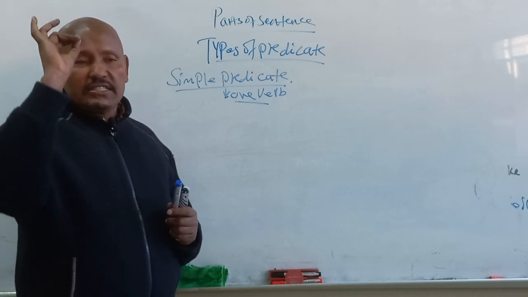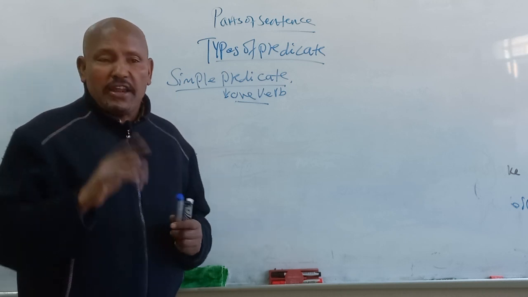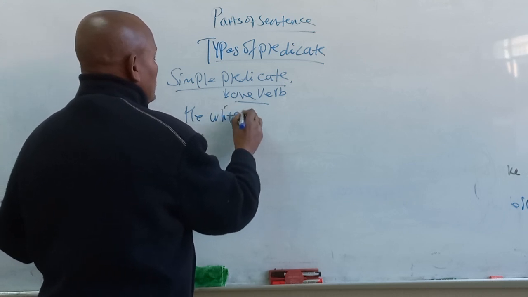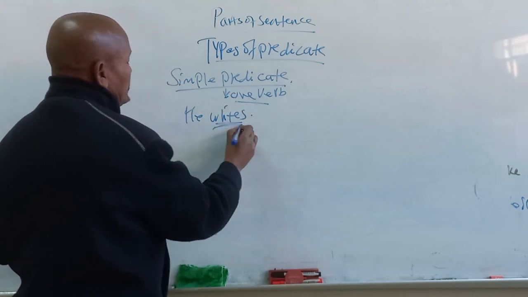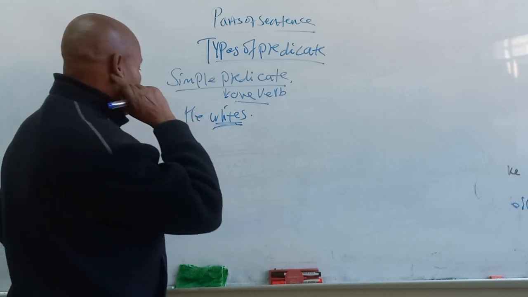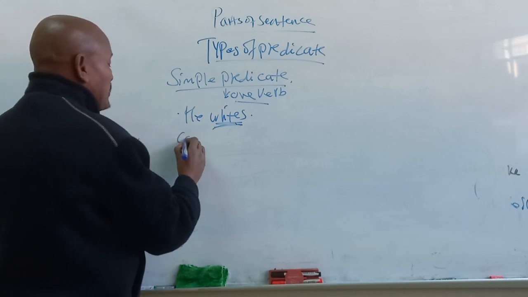Only one verb. አንድ ግስ ብቻ አለው። So that simple predicate. No modifier የለውም። Modifier የለውም። ለምሳሌ he writes. ለምሳሌ ብትል he writes, so this is called simple predicate. simply ምንድነው ያለው only one. simple predicate ብለን እናስቀምጠዋለን ይሄንን.